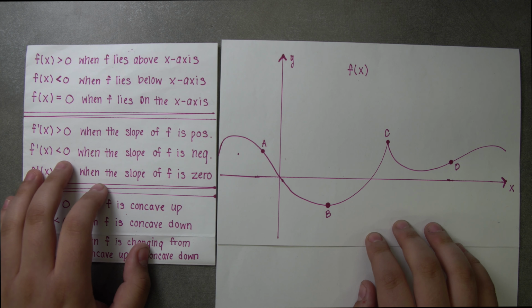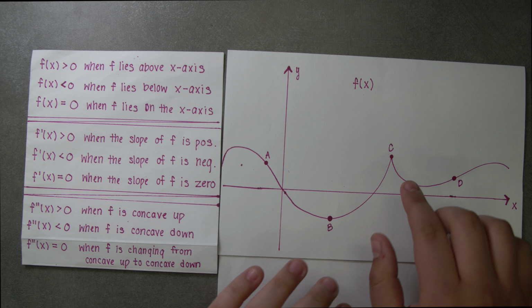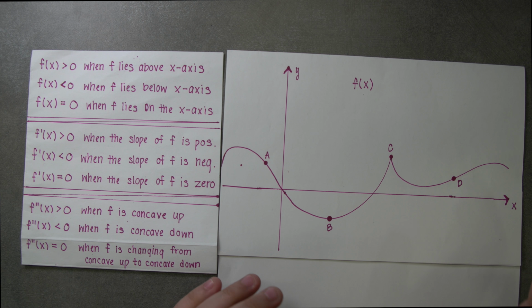And then we get to f double prime of x. So at this point, we're looking at concavity. Here we were looking at the value of f of x. Here we were looking at the slope of f of x. And now here we're looking at the concavity of f of x. And so f double prime of x is positive when f is concave up. So when you have your smiley face, like this interval here, you have a big old smiley face where f of x is concave up.